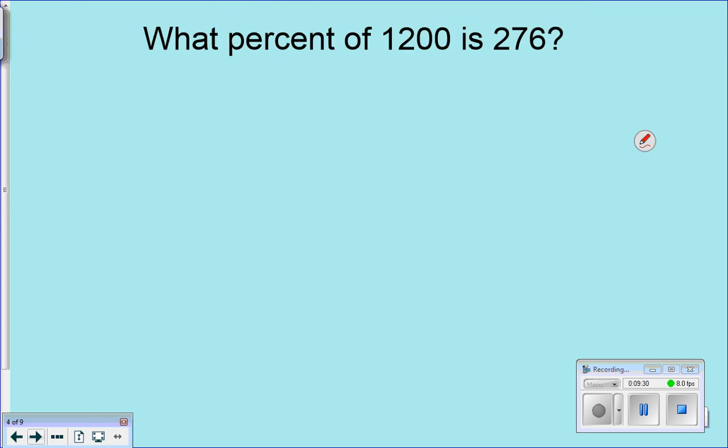So here's another question. Now this is a different type of question, but we're still going to use the proportion. Okay? So this says, and I would write it down if I were you, what percent of 1200 is 276? What percent of 1200 is 276? So, first thing I do is I set my proportion. And I'm going to start to fill in where everything goes. So I'm going to slow down a second. Did you write down my proportion? And that's going to help you to know where to put them.